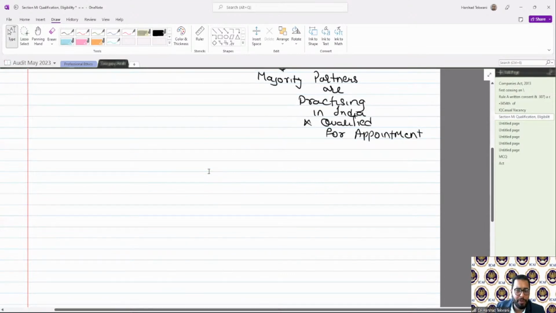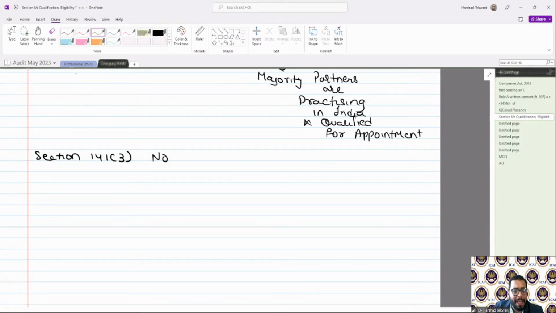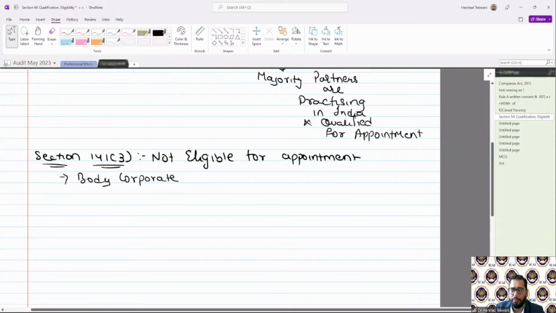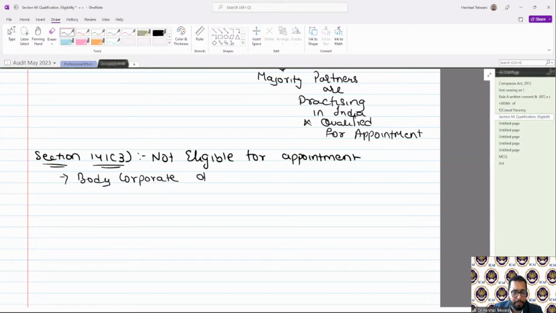Now, there is a list prescribed under section 141(3), which says that these persons are not eligible for being appointed as an auditor. What are these persons? One, a body corporate. A body corporate cannot be appointed as an auditor, other than an LLP, because LLP is already covered above.